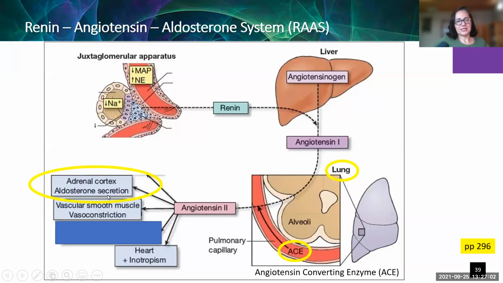There are also receptors in the adrenal cortex. That's going to lead to the secretion of a hormone called aldosterone. That's the third player here, the renin-angiotensin-aldosterone system.